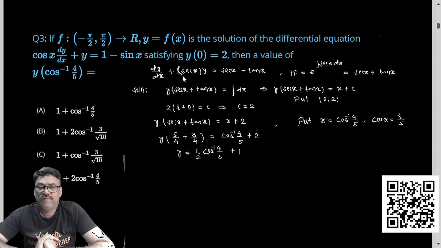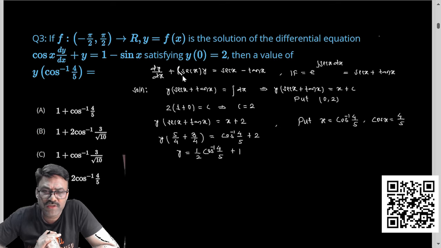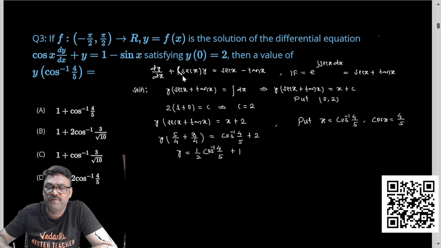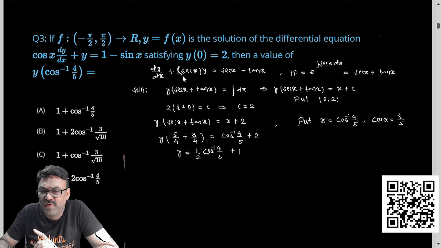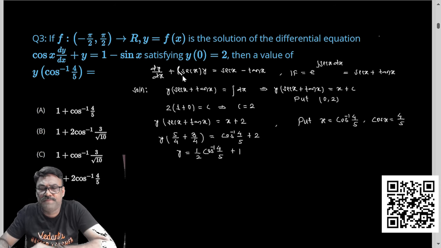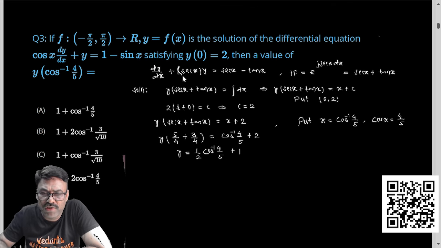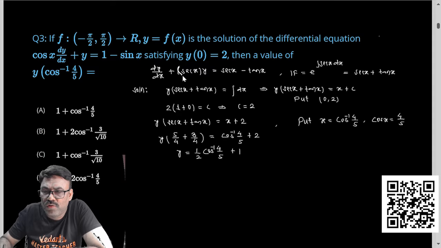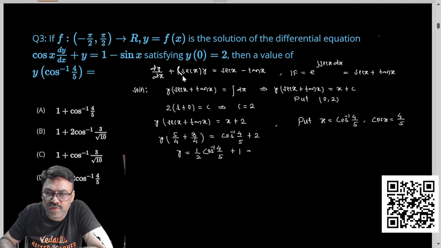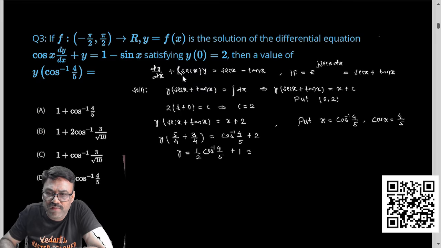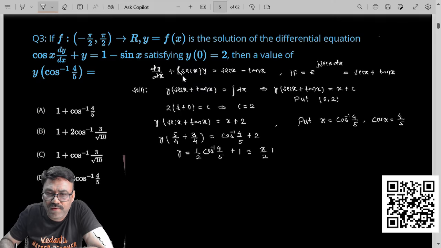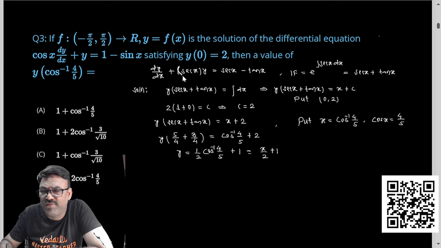So that means now I have to manipulate cos inverse 4 by 5. I need to find the value of half cos inverse 4 by 5. So let's suppose this cos inverse 4 by 5 is x, so ultimately y is equal to x by 2. Now cos x is 4 by 5, and y can be written as x by 2 plus 1. Cos inverse 4 by 5 is x. Now, how will you get x by 2?